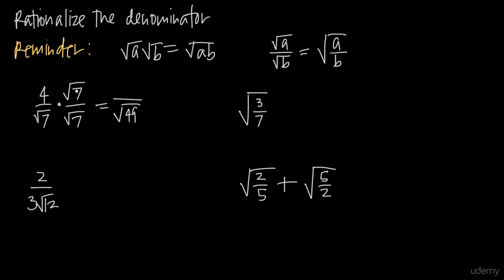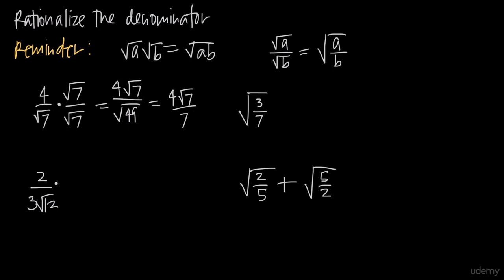So we have to multiply both the numerator and the denominator by the same thing, and that's always going to be true. When we do that, we're going to get 4 square root of 7 in the numerator. In the denominator, we'll get square root of 49. Then we know that the square root of 49 is equal to 7, so our final answer becomes 4 square root of 7 over 7.